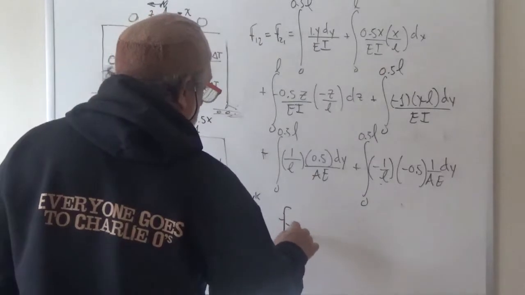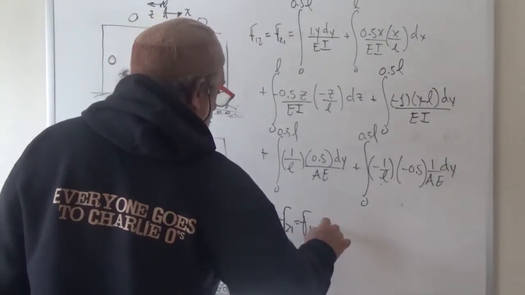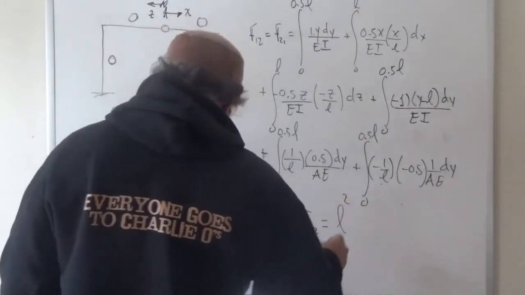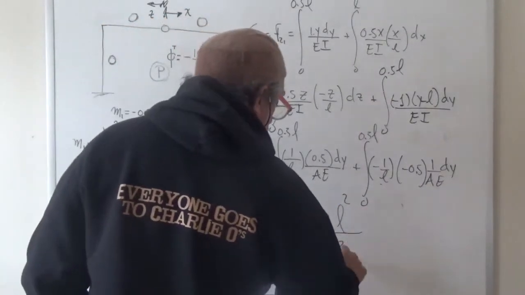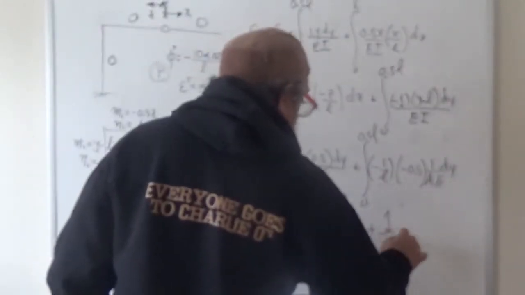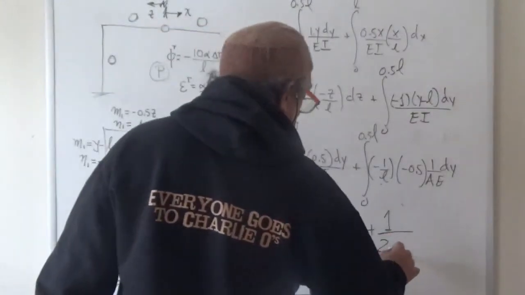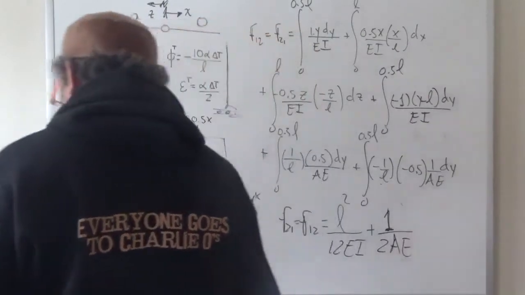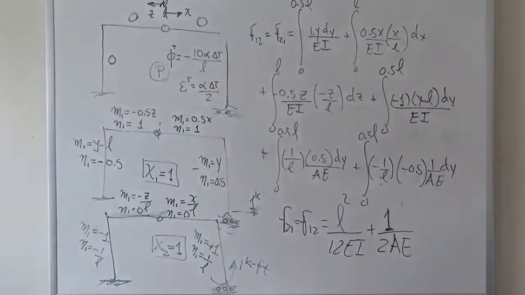Therefore F21, which is equal to F12, is equal to, according to me anyway, L squared over 12 EI plus 1 divided by 2 AE. That's a 1. 1 over 2AE. So I put it here. F12 equals L squared over 12 EI plus 1 over 2AE.